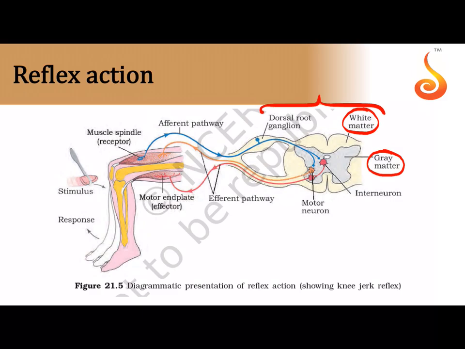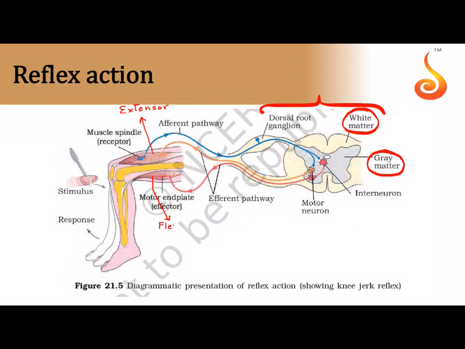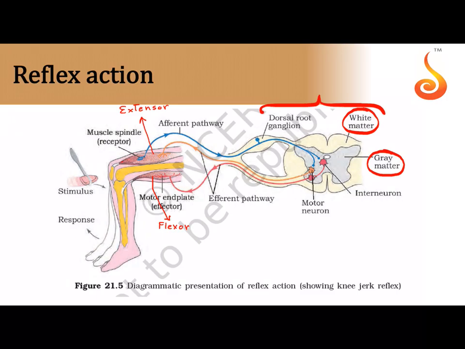Now notice that this is the knee jerk reflex. There is a muscle on the upper part of your thigh. There's a muscle on the lower part of your thigh. The muscle which is present on the upper part of your thigh is referred to as the extensor muscle. And the muscle that is present on the lower part of your thigh is referred to as the flexor muscle.